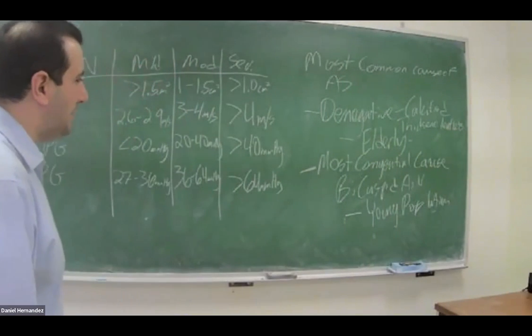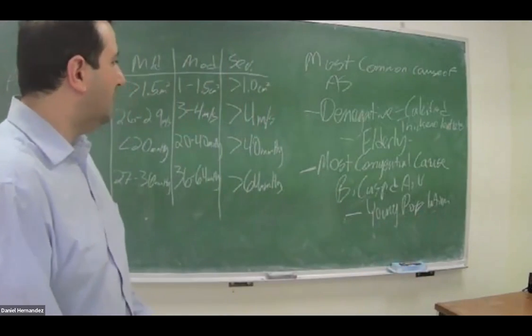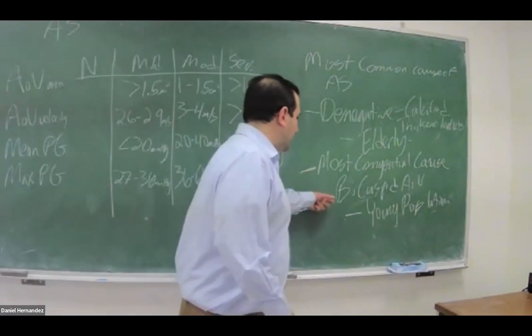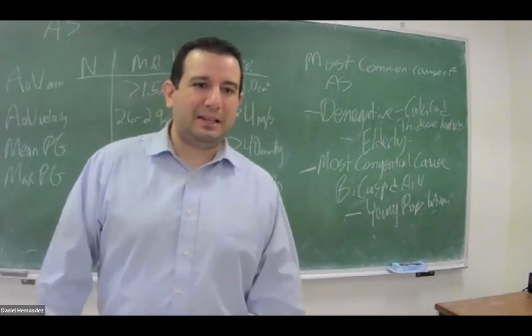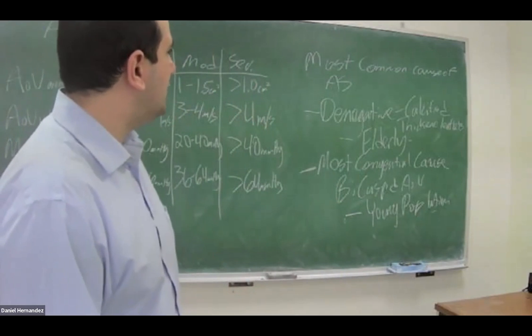So think of the young population. If the question's about aortic stenosis and they're relatively young, go down the road of bicuspid aortic valve for your answer, because that's the most common congenital reason for aortic valve stenosis.